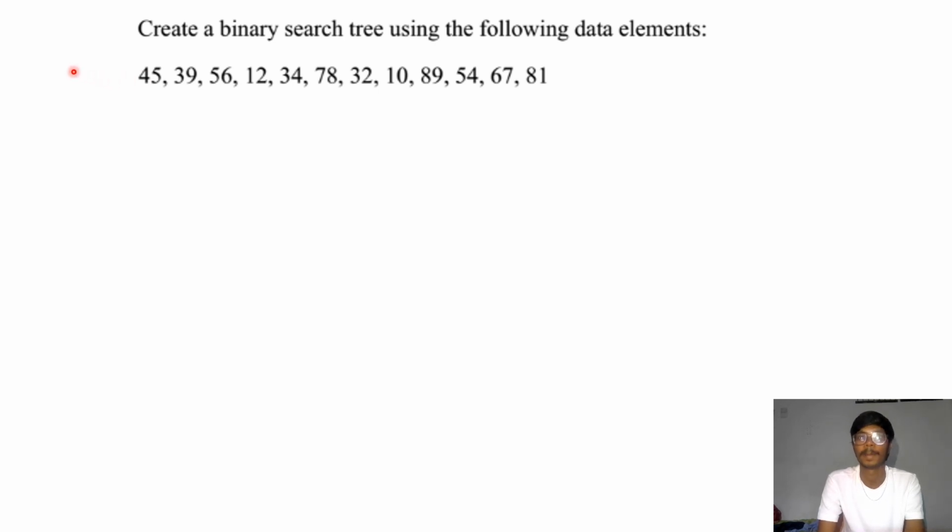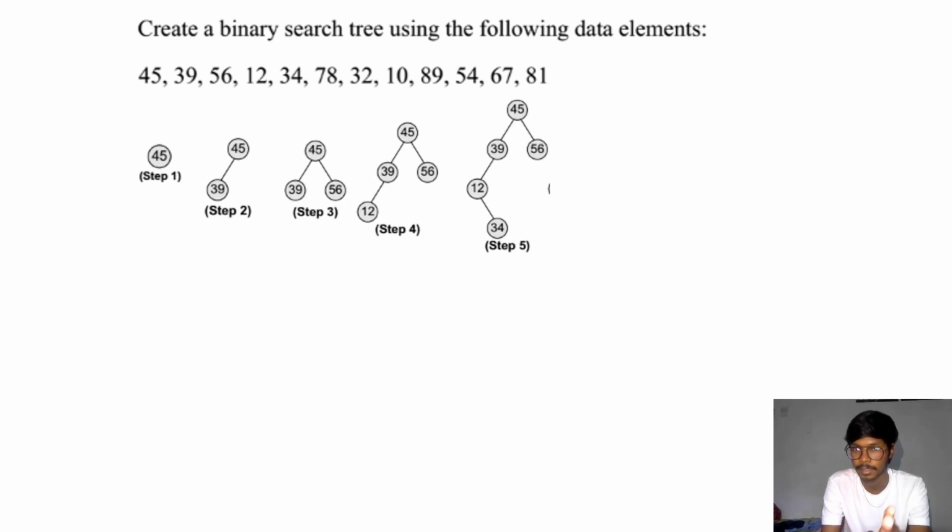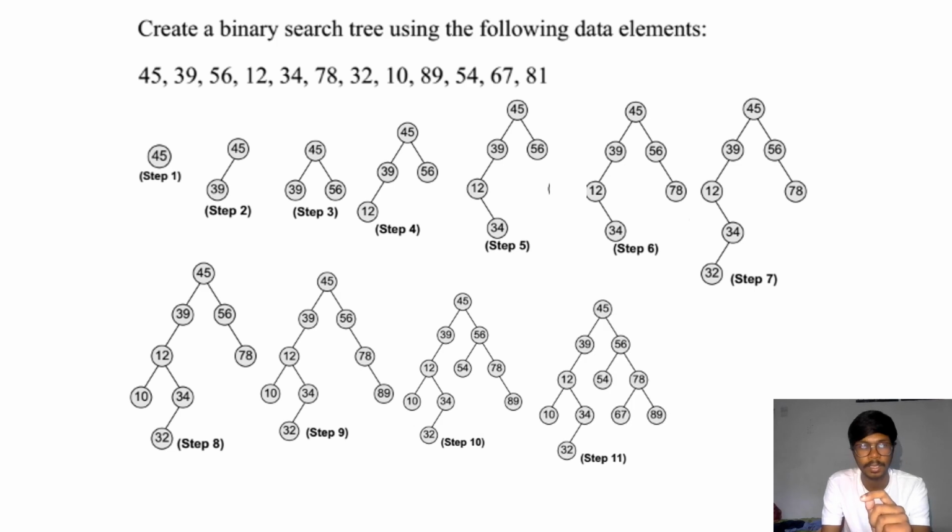Let's see how we can create a binary search tree using these elements. We have discussed the basic rule of binary search trees: we have the parent node, the left one should be the smaller value and the right one should be the larger value. This is the only basic concept we have to remember. If we take this example, we keep the root node as 45, and next 39 is smaller than 45, so it must go left, and 56 is a larger value, so it goes right. Like that we will construct a binary tree, but it is kind of messy, right? So let's see with a cleaner example.